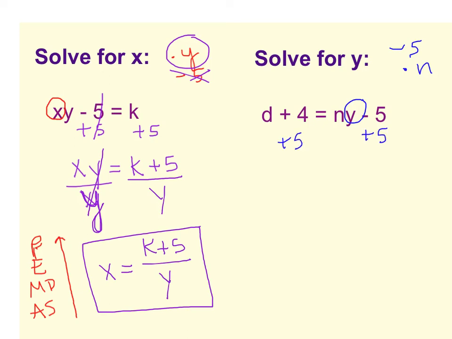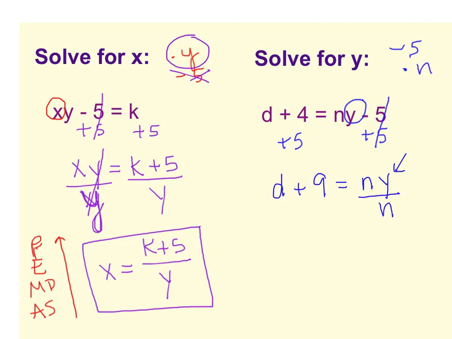So on the right, our 5's cancel. And on the left, when we added this 5, we actually have a like term that it can be combined with. We can put that 4 and the 5 together because those are like terms. So we'll rewrite this d plus 9, 4 plus 5 is 9, equals ny. We're still working on solving for this y right there, so we have to get the n to the other side, and it's being multiplied by n. So the opposite of that is to divide by n.